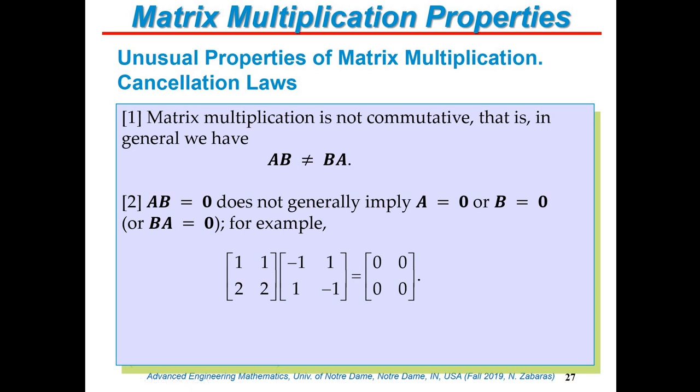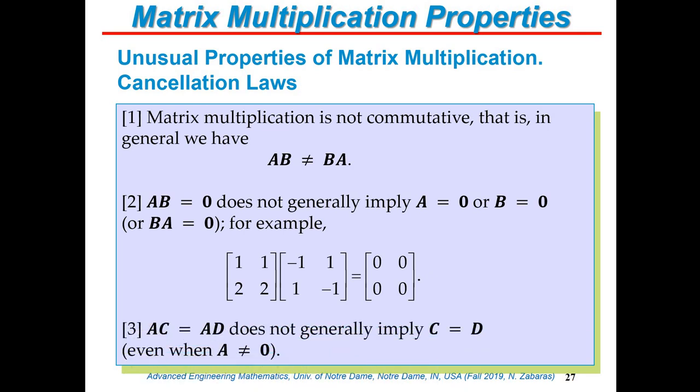Similarly, if somehow you have AC equal to AD, don't go and cancel A out and say C equals D. That may not be true in general. You may have a singular A such that AC equals AD, and that would not imply C equals D. To imply C equals D, A has to be invertible, this matrix has to be square, and then you can show that C equals D.